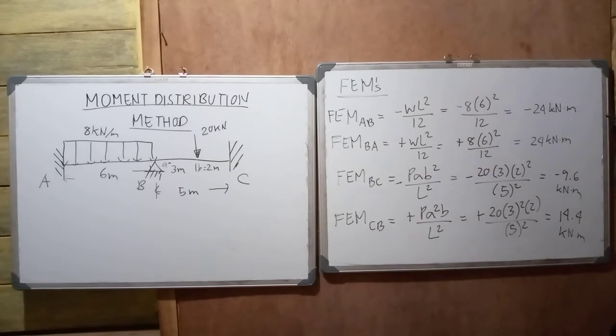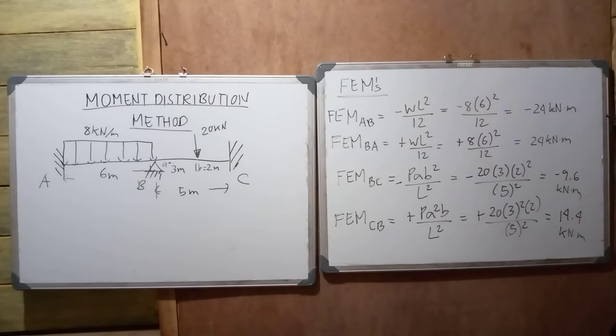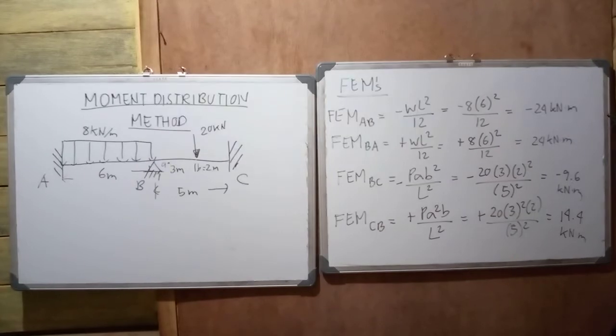So, remember, this is the first part. Let us remember negative 24, 24, negative 9.6, and 14.4. So, that is our first step. We have computed the fixed end moments.